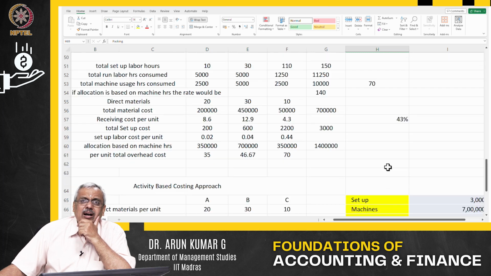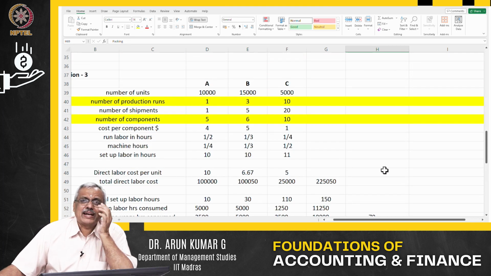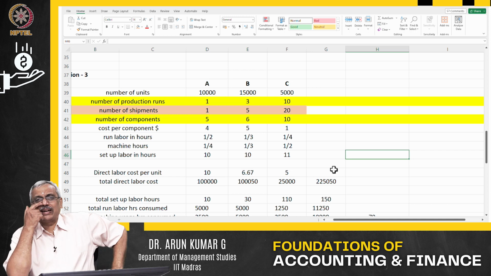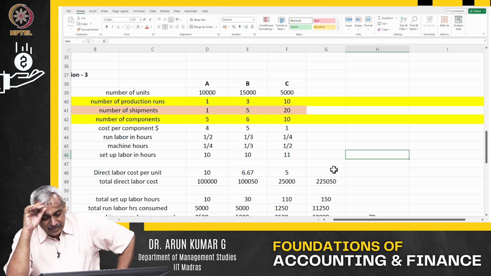Packing is based on what? Now packing is an activity. What is the driver that is making me incur the packing cost? The driver that is making me incur the packing cost is the number of shipments. Please note, in this particular case, I am making an assumption. That is, I am not looking at individual packing. If it is individual packing per component, then it is based on the number of components.